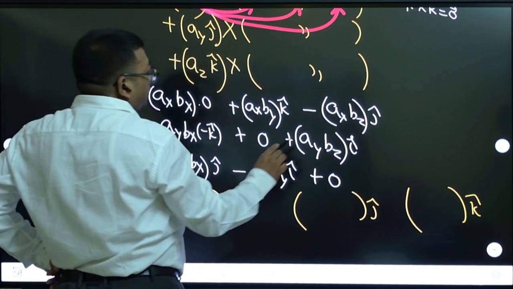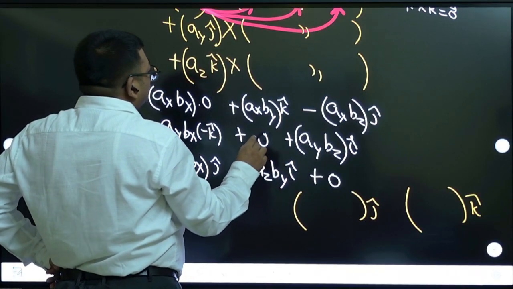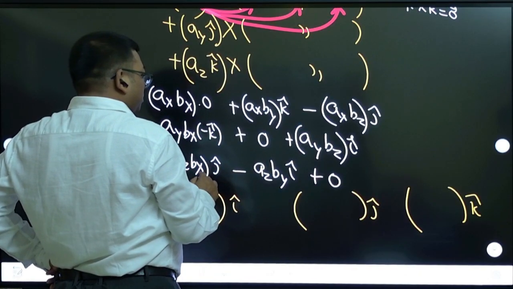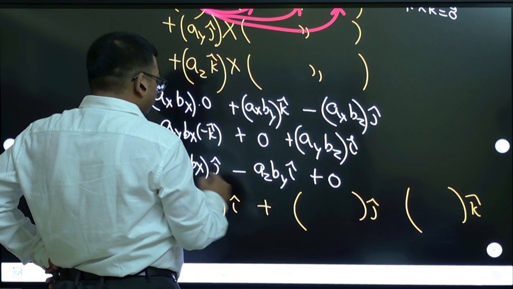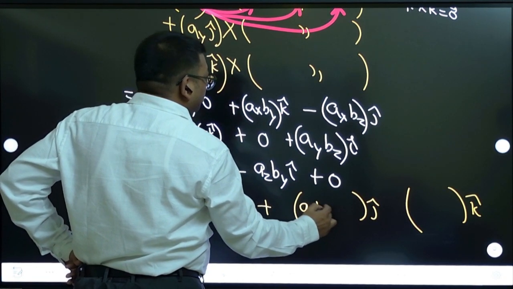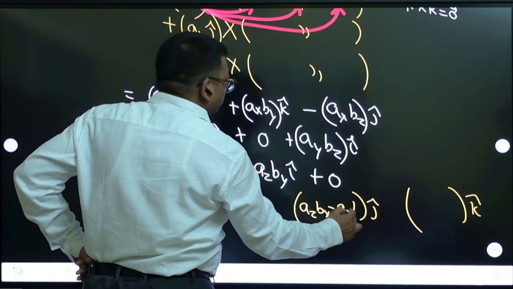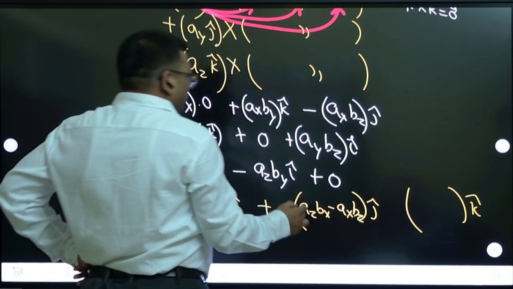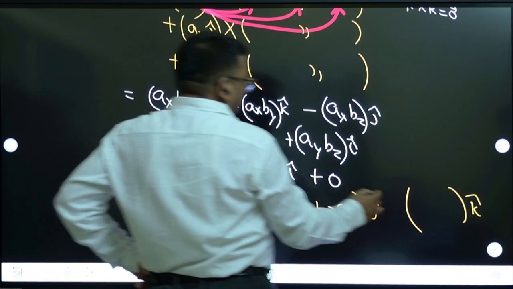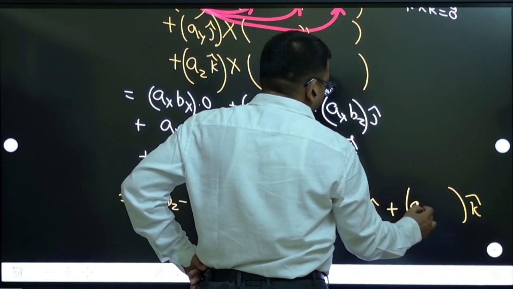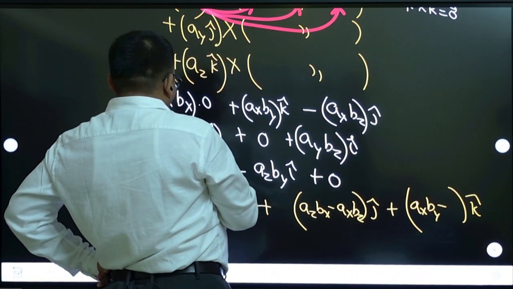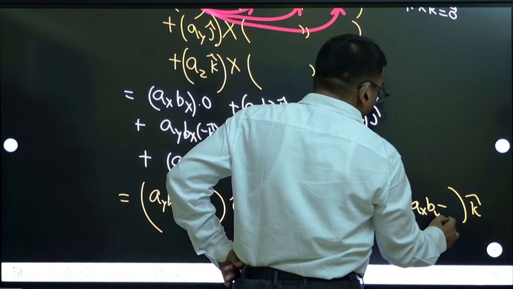Then j cap. Where is j cap? This term is j cap and this term is j cap. So let me write this: az bx minus ax bz. Okay. Then k cap is this term. So ax by minus ay bx.